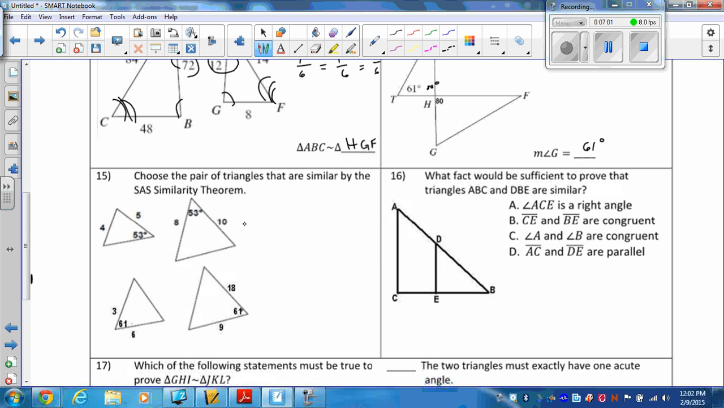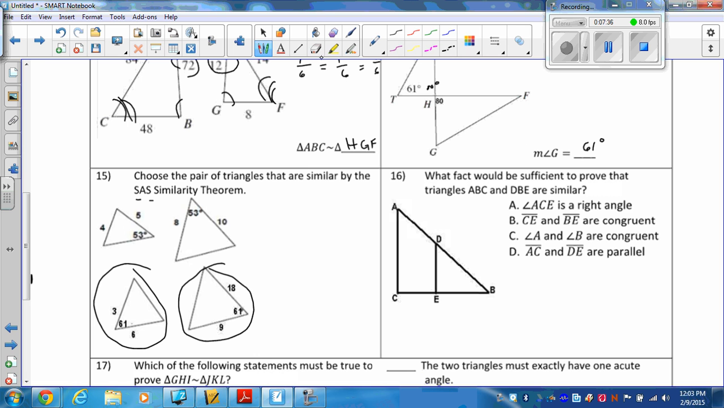Choose the pair of triangles that are similar by the side angle side theorem. Well, as you look at the triangle, you see that the angle with 61 degrees and the angle with 61 degrees is going to work out. Kind of instinctively, you see that. But you also need to check the sides to see if they're in proportion, because otherwise these two might work.